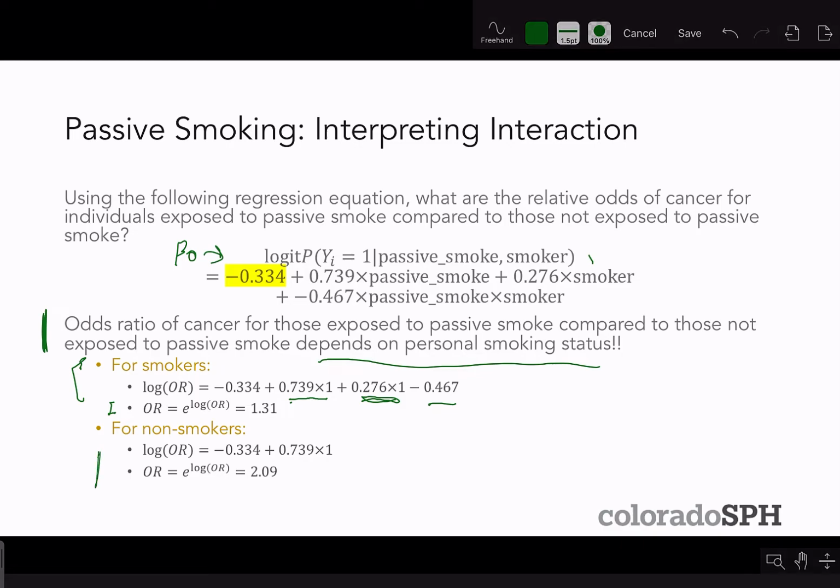And for non-smokers, it's similar. We start with the intercept, this 7.739 term.